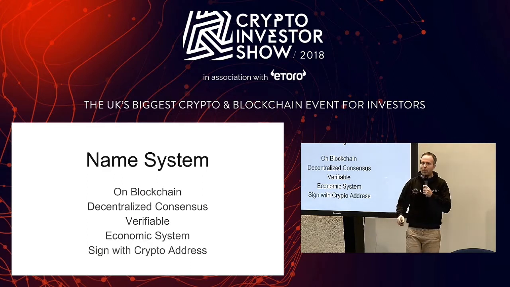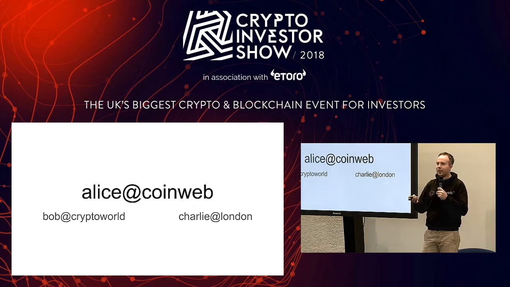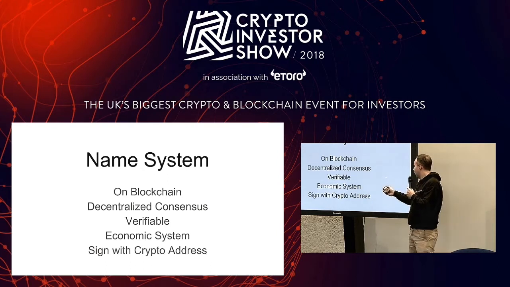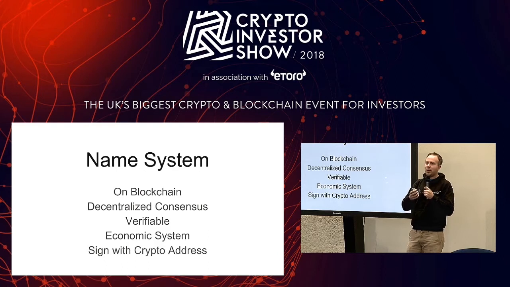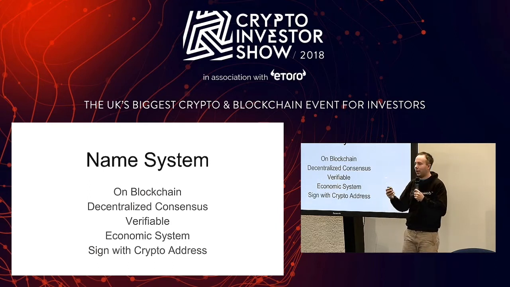And also a name like Charlie at London or Bob at Crypto, fundamentally it cannot sign a transaction. So what we have in Coinweb is that the name has an underlying or several underlying addresses, and they sign on behalf of the name. So that's a trick.